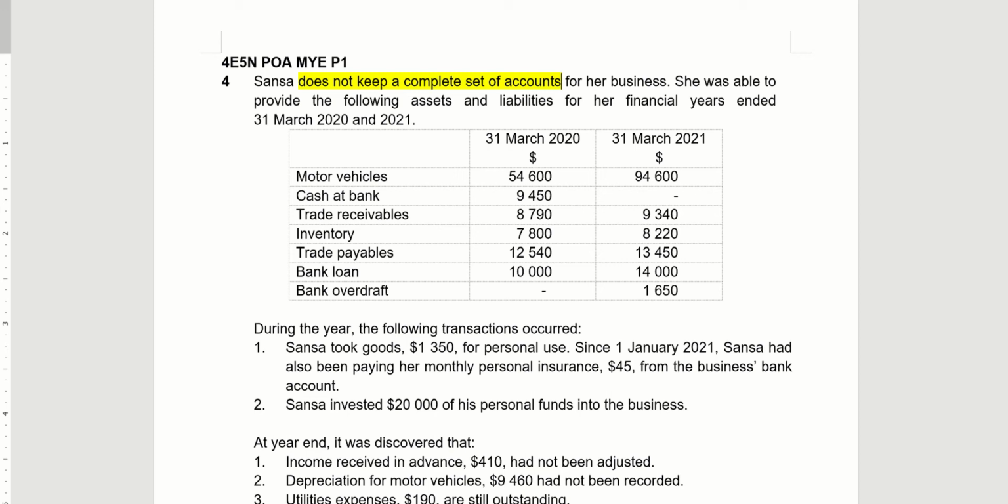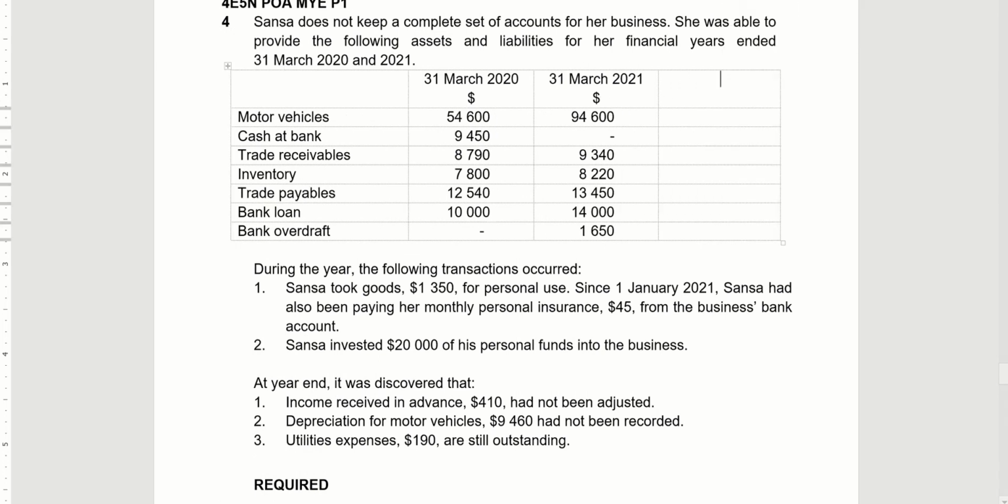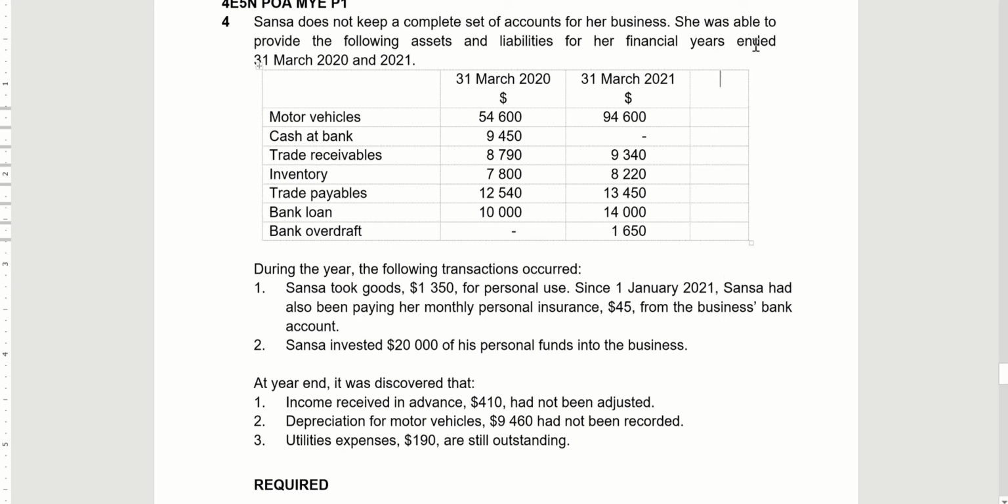So I leave you to read the question on your own. If you have read the question on your own, I will go through the information with you. After reading the question, you realize that they have given you, for 2 financial year ends, some assets and some liabilities. Later on you have to decide which one is an asset and which one is a liability.